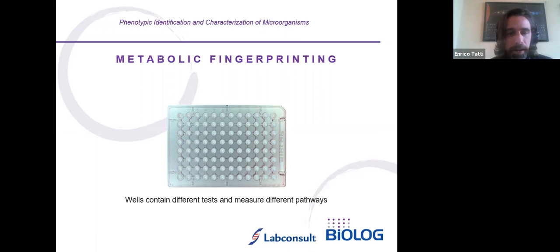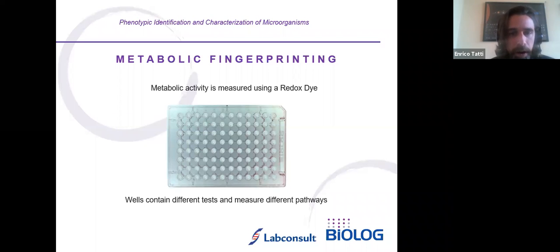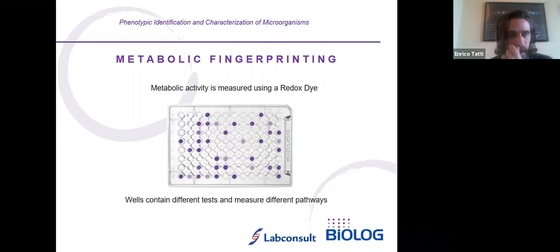That proxy is a redox dye that is able to produce a color if the bacteria are active in that particular well, meaning the bacteria have the phenotypic feature of that metabolic pathway among their traits. Basically, that's the rationale of how the test works. You have this 96 well plate with different tests that activate and test different metabolic pathways, the redox dye, and your cells. And that's all. That's the major component. In a few slides, I'll show you the other most important component of this technology.